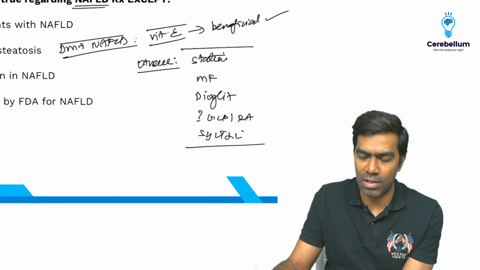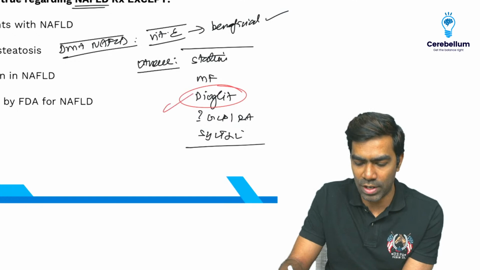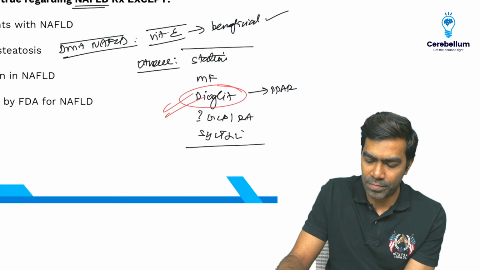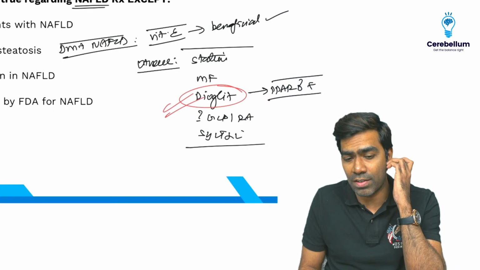But in old textbooks, you will see only metformin and pioglitazone. In that, they will concentrate on pioglitazone only. Don't forget this in exam. Pioglitazone is basically a PPAR gamma agonist. We know that. So that's shown to have a beneficial effect in the setting of NAFLD. See how surprising it is?